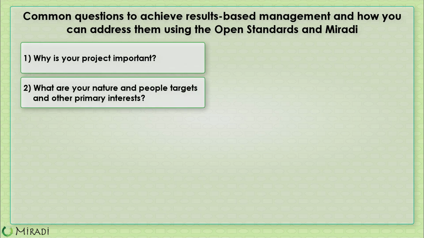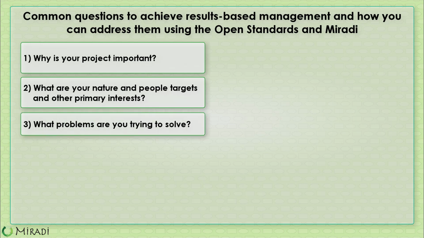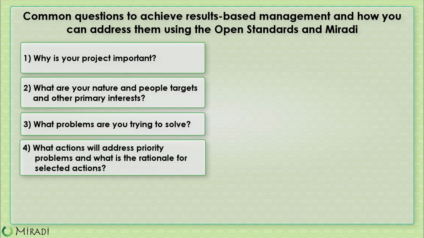What are your nature and people targets and other primary interests? This information conveys what is receiving focal attention in the scope of your project. What problems are you trying to solve? Identifying the biggest problems affecting your targets and the underlying drivers behind these problems paints the situation analysis for your project. What actions will address priority problems, and what is the rationale for the selected actions? You need to describe the approach that offers the greatest promise for addressing problems and conserving the targets.